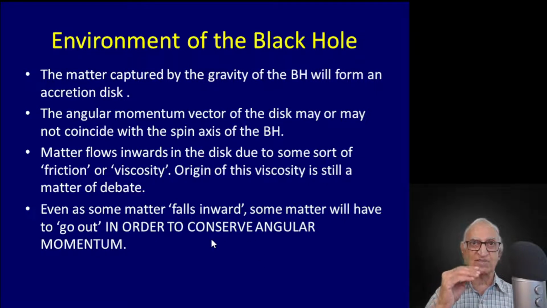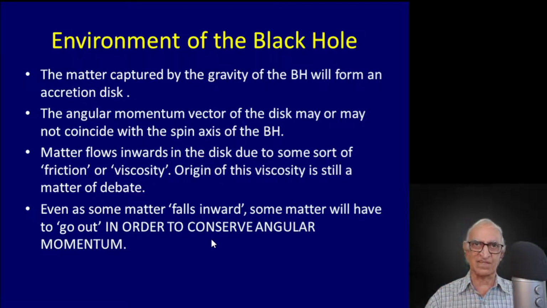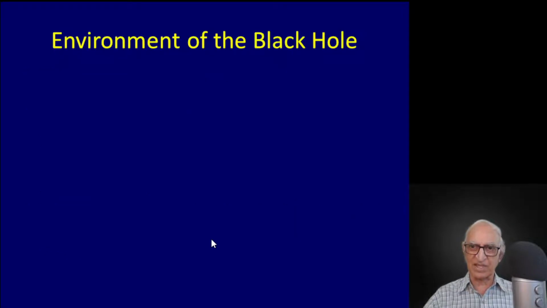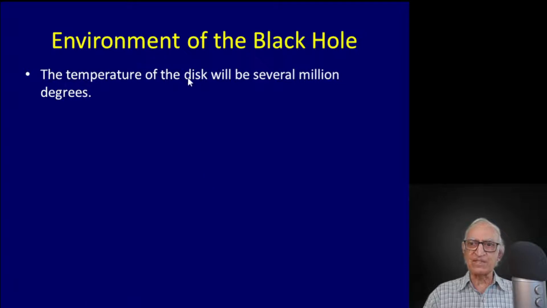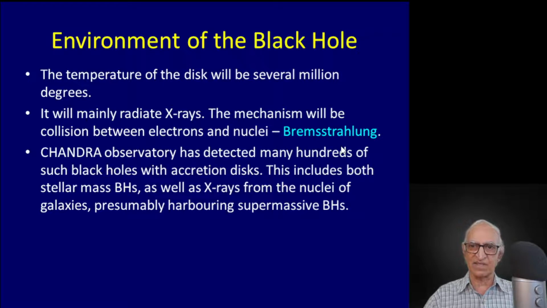Now, if you go back to one of the 3 lectures I gave on galaxies, the third one on the spiral structure of galaxies, I said that one of the arguments being made is that the spiral structure is a consequence of stars moving away from the galaxy in response to the stars moving in towards the center of the galaxy in order to conserve angular momentum. Same thing happens here. Now, the temperature of the disk will be several million degrees. It will mainly radiate X-rays. The mechanism will be collision between electrons and ions in the disk, or in other words, it will be Bremsstrahlung radiation, which we discussed in an earlier lecture.